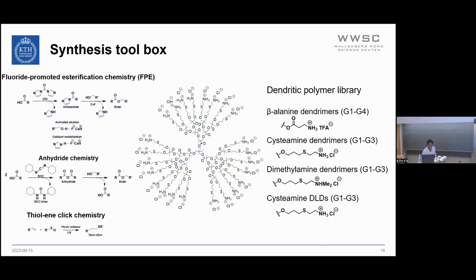And as a result, we had a dendritic family consisting of beta-alanine dendrimers. These are degradable. We have seen that they do degrade under physiological conditions. We have cysteamine dendrimers, dimethylamine dendrimers, as well as cysteamine DLDs. This is to show that we did make a lot of compounds, so we have a lot of parameters to change. And it was interesting to see, when we formed hydrogels with it, what different characteristics we were getting.